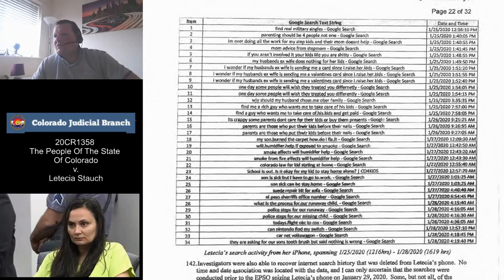And in here you've got I.raised.her.kids, where she's been missing the spacebar, hitting the full stop. I wonder if my husband's ex-wife is sending me a Valentine's card since I.raised.her.kids. Same search. One day some people will wish they treated you differently. Well, actually, she spelled differently wrong there. One day some people will wish they treated you differently. She spelled it correct there. She's obviously amended it. Why should my husband choose me over family?